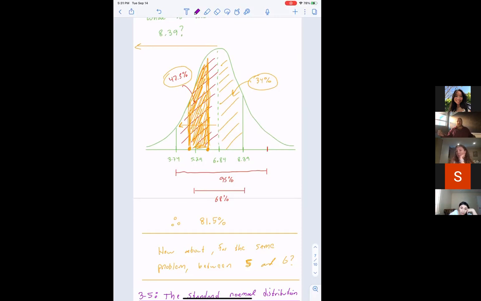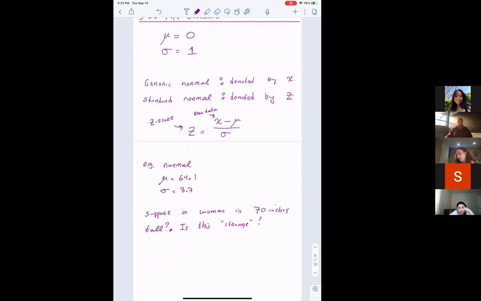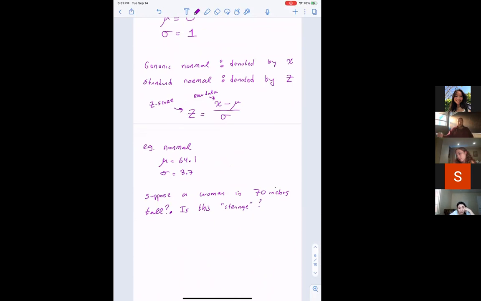It doesn't mean you're strange. You might be. I'm not taking it as abnormal. But I didn't want to make it seem like this was a deficiency of some kind, a defect, to be 70 inches tall. But the question is, is somebody 70 inches tall strange? Well, what we're going to do is compute the z-score. What is this person's z-score? Well, we take her raw data, which is 70. We subtract her mean, which is 64.1.